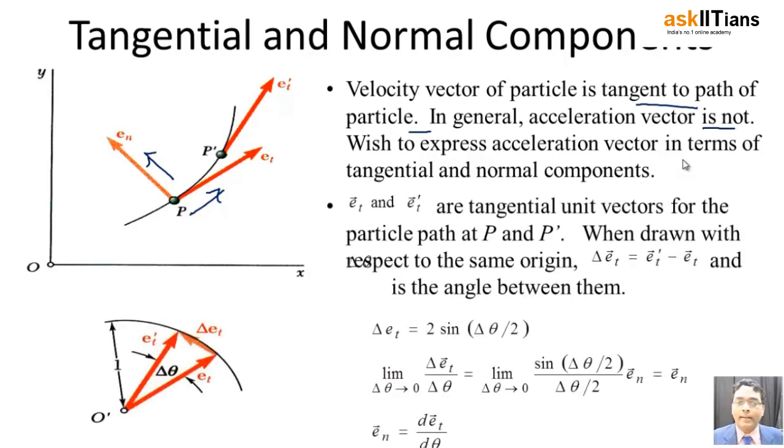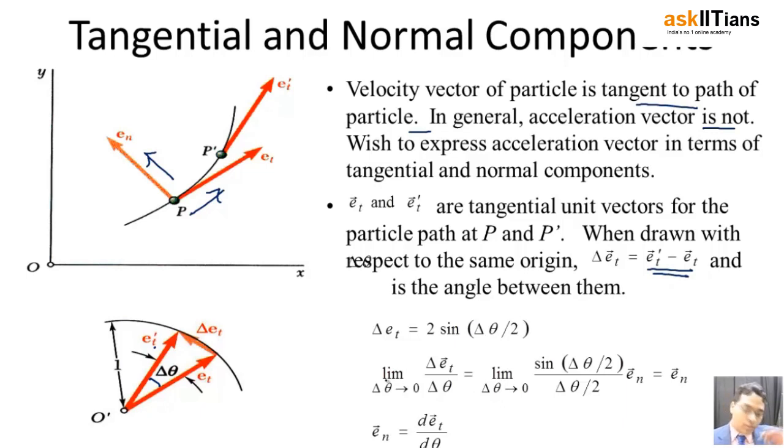If you want to write it down in terms of the tangential and the normal components, you can write it with respect to the origin. So when you try to draw it with respect to the origin, this is basically the change that has taken place. Let's say et is the original unit vector, et prime is the final one, and as a result, delta theta is the change in the angle. Using the vector formula, et plus delta et gives you et prime.